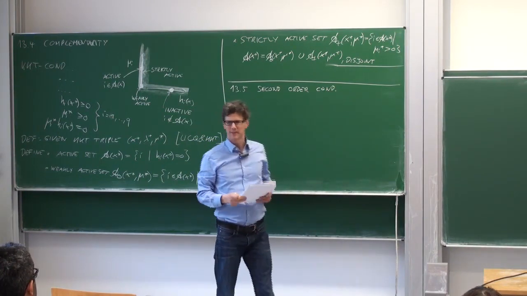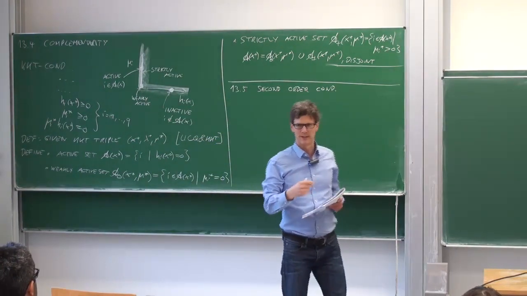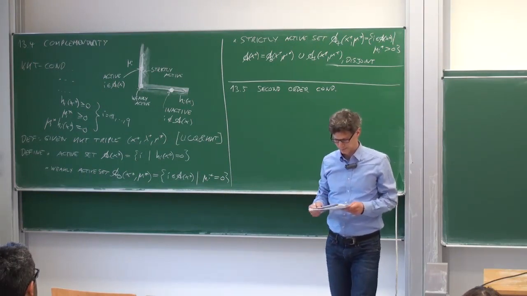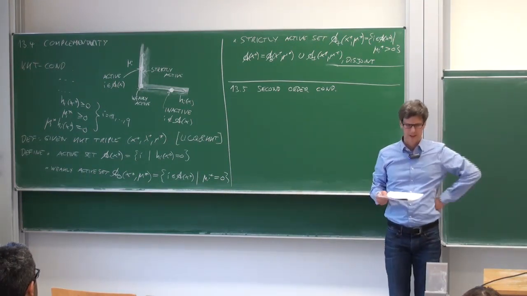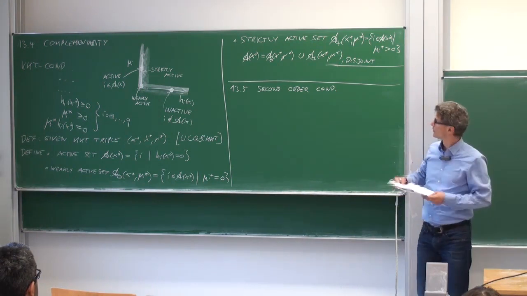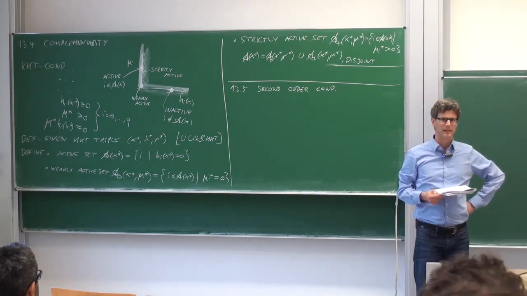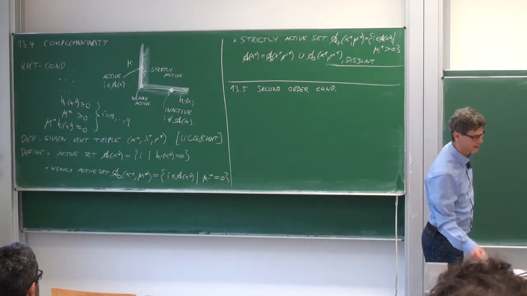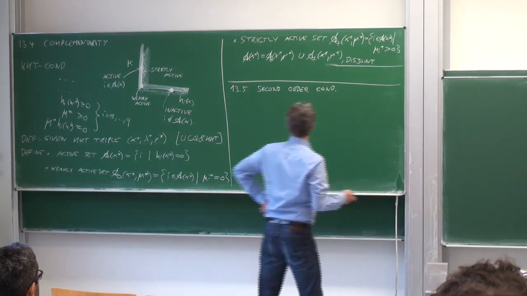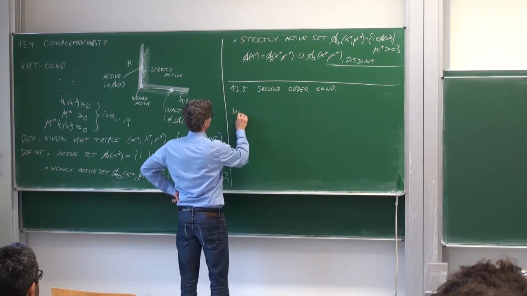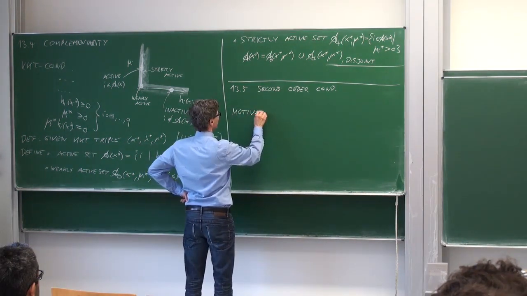Everything was so simple when we had equalities, and things get more complicated now. There's a set that we need to define, which makes use of these strictly and weakly active constraints. Maybe I give you some intuition at the beginning, just by a drawing, not with numbers.